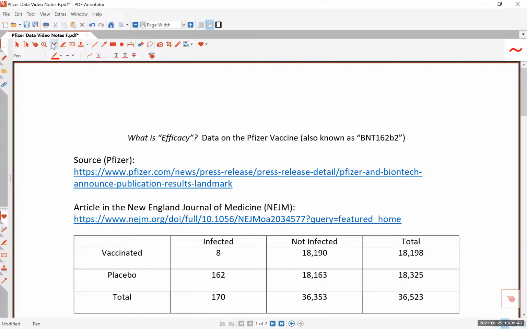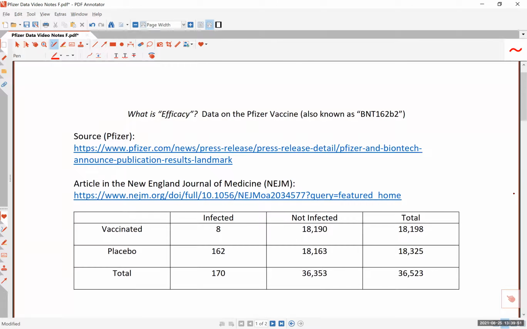All right, so what is efficacy? We will look at data published by Pfizer, and there are two primary sources that I will be looking at. One is the article published by Pfizer in 2020, and the other is an article that corresponds to that Pfizer article, but was published in the New England Journal of Medicine. Both of these are accessible online on the internet. In fact, let me just show you what these articles actually look like on an internet screen that I will share with you.